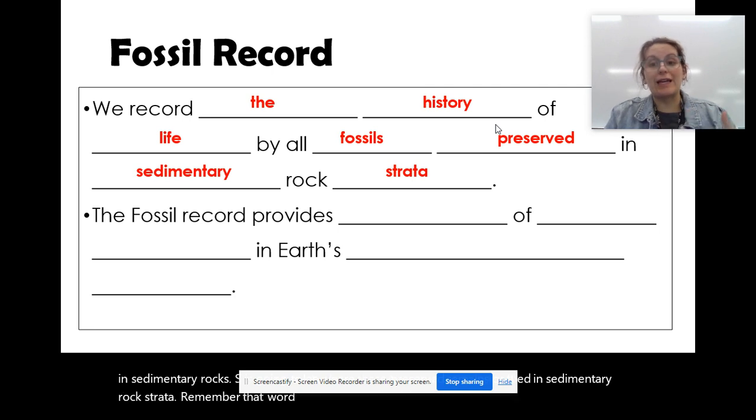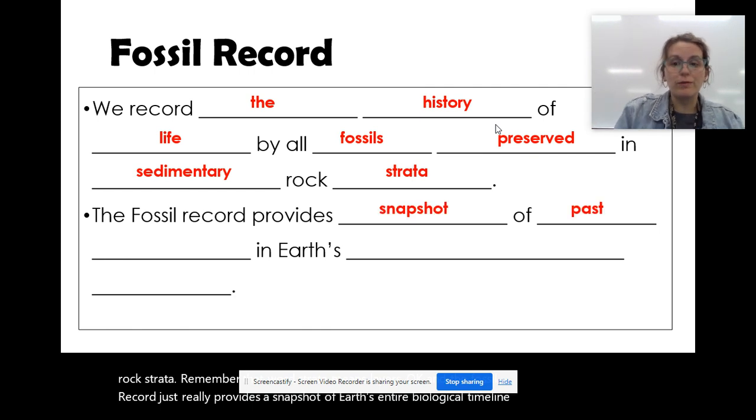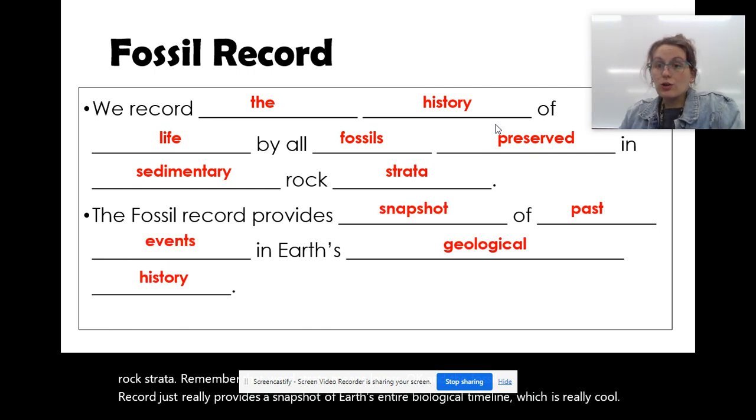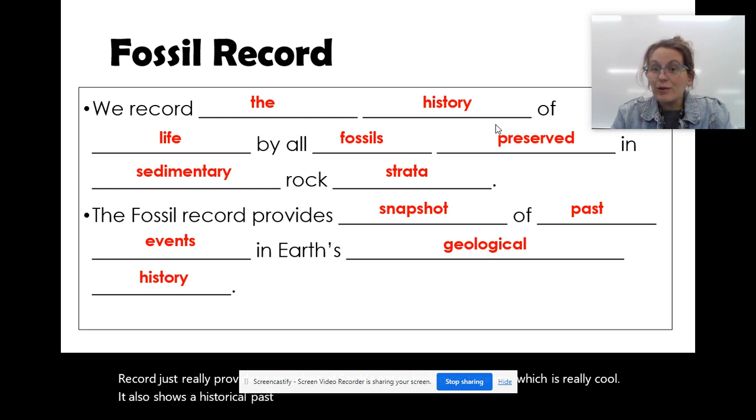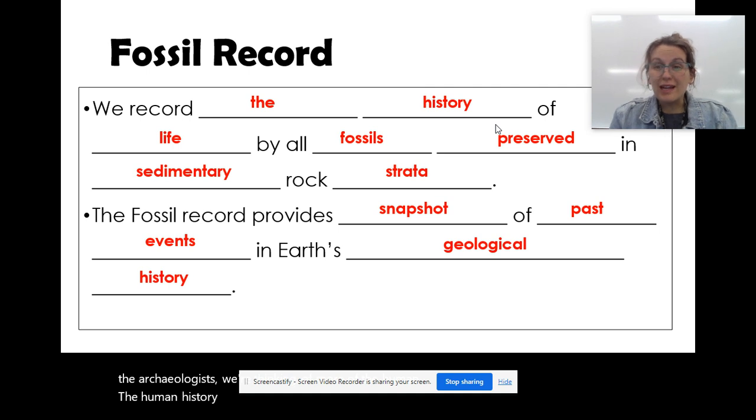Remember that word strata means layers, okay? And the fossil record just really provides a snapshot of Earth's entire biological timeline, which is really cool. It also shows a historical past. So again, when we think of archaeologists, we're thinking of more of the human history, right? So it's the same thing.